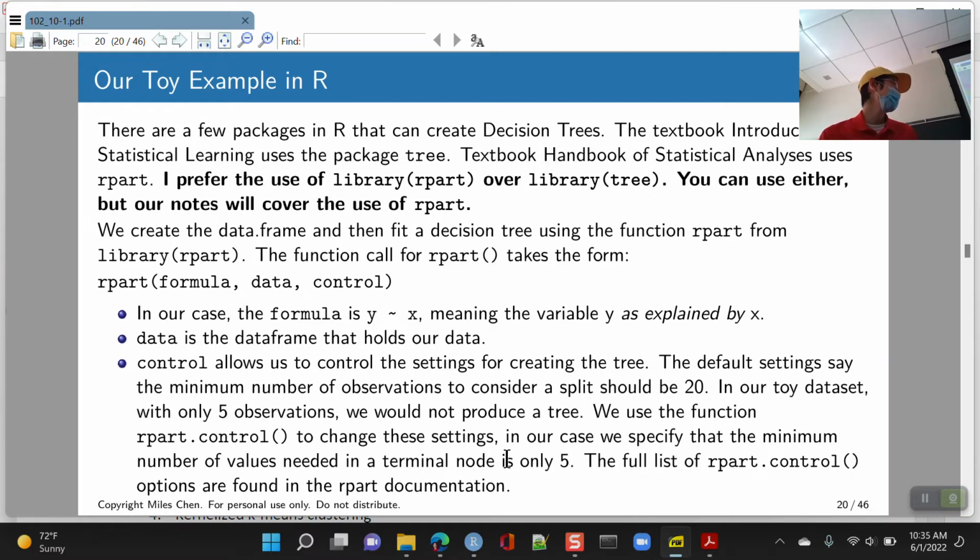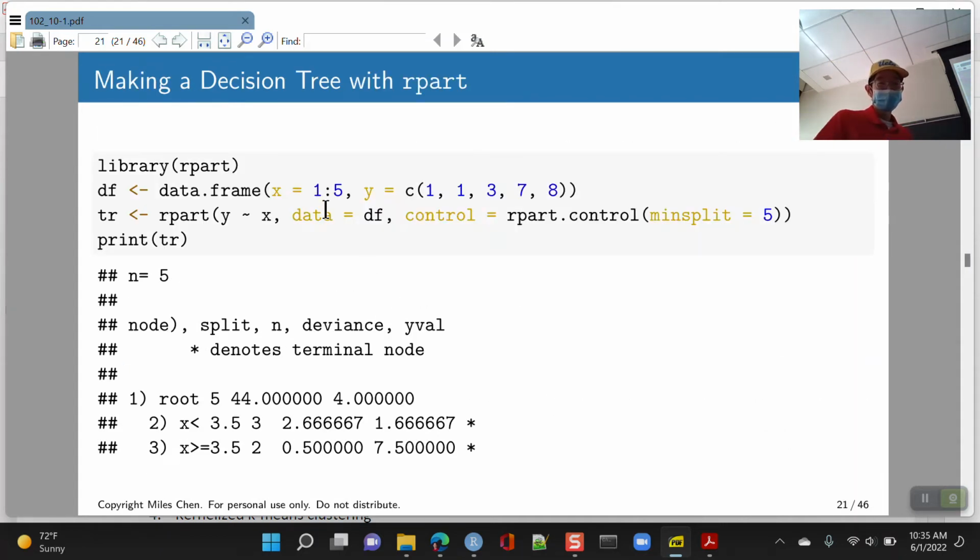By default, rpart is only going to consider a split if you have at least 20 observations, and so it would not even work for this toy data set. So I'm going to say, just still consider a split even if you only have 5 observations, because we're doing a toy data set. Here's my data frame: 1, 2, 3, 4, 5 for x, and y is 1, 1, 3, 7, 8. Then I say predict y based on x using the data frame, and consider a split even if you only have 5.